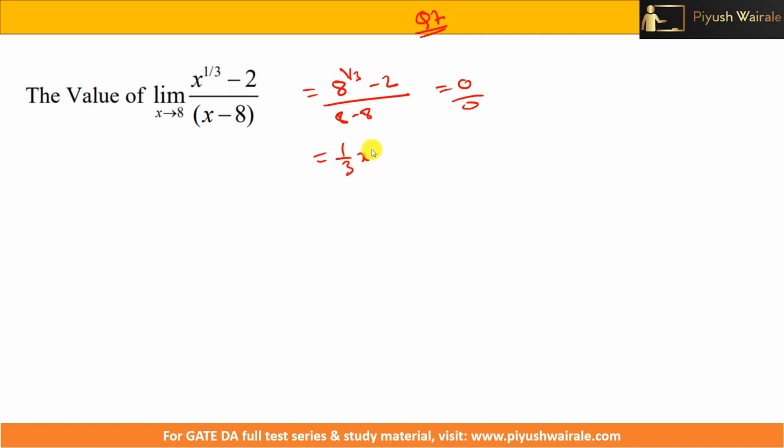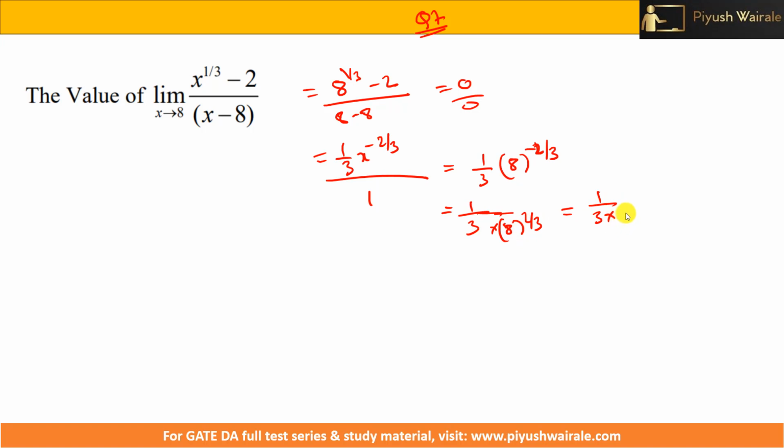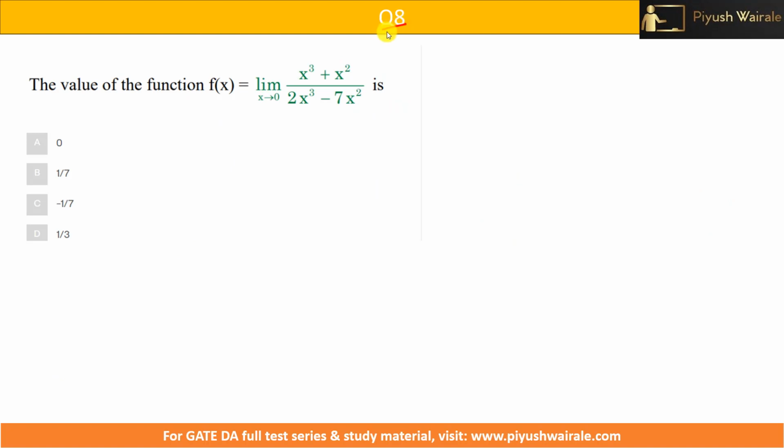So 1 by 3 x to the power minus, 1 by 3 minus 1, that will be minus 2 by 3. And the derivative of the denominator is 1. If I put x as 8 here, what am I getting? 1 by 3, 8 to the power minus 2 by 3. So basically 1 by 3 into 8 to the power 2 by 3. The cube root of 8 is 2, so 2 to the power 2, that is 1 by 12. So 1 by 12 is the correct answer.